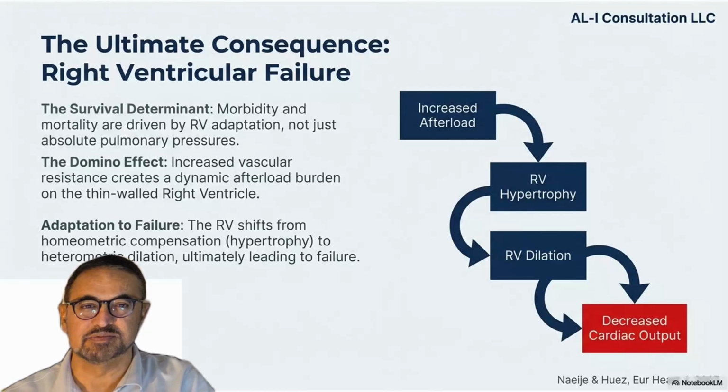That is why symptoms such as worsening exertional intolerance, edema, syncope, and signs of congestion should always make you think about RV decompensation. In practice, when you assess a patient with pulmonary hypertension, always ask yourself not only how high the pressure is, but how the right ventricle is coping.